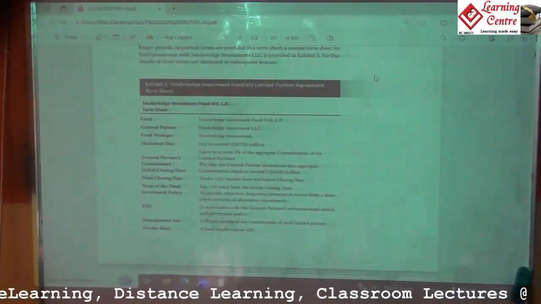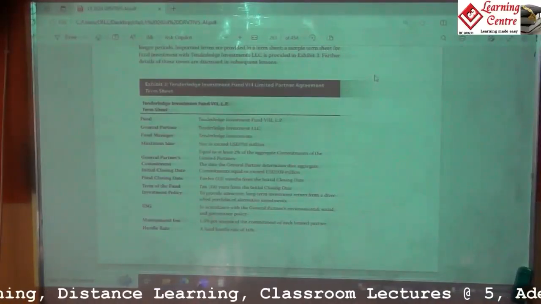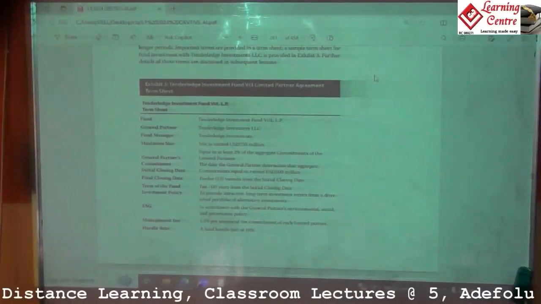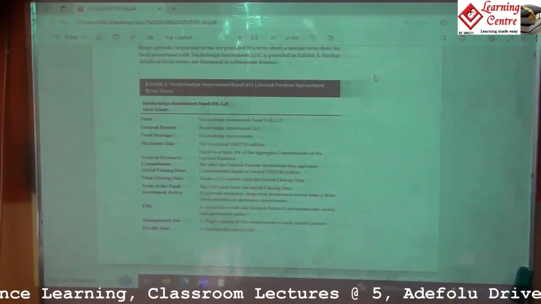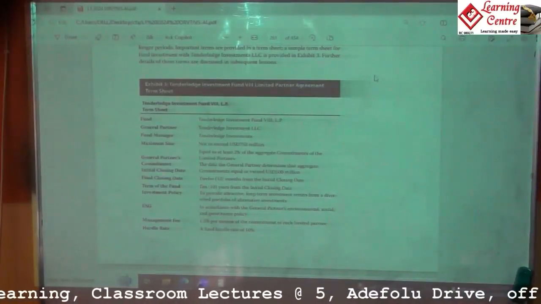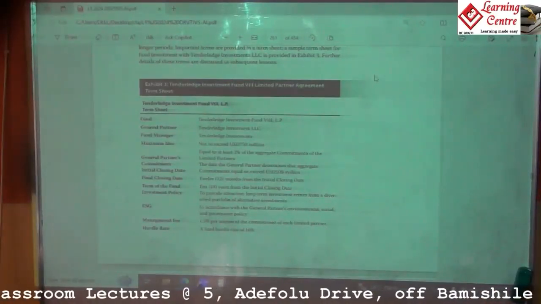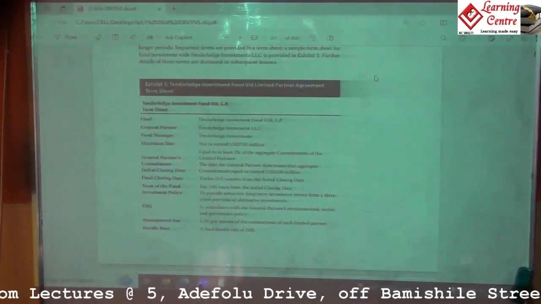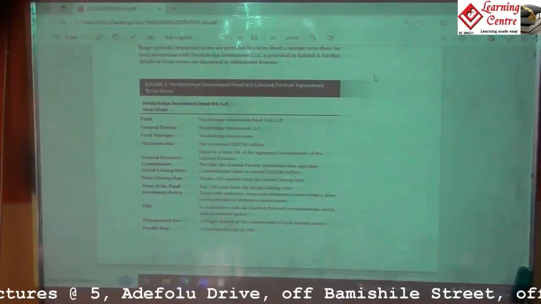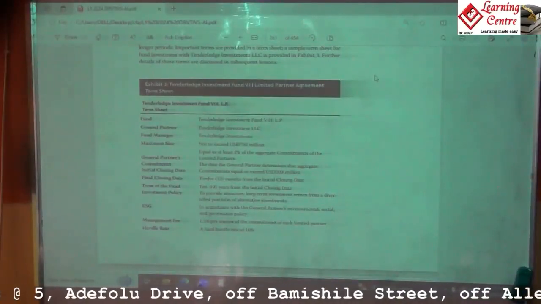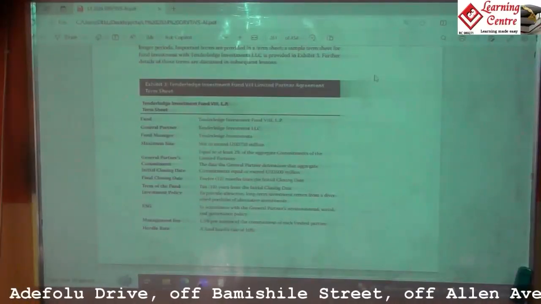We have 2 types of partnership. Let's write it: the general partner and the limited partner. The general partner is the expert, the fund manager, responsible for managing the funds.